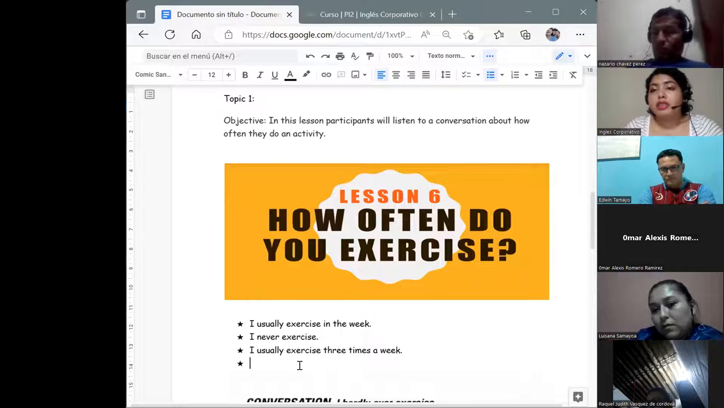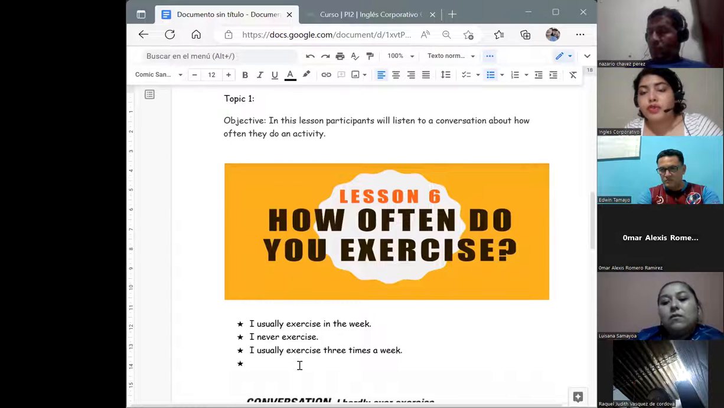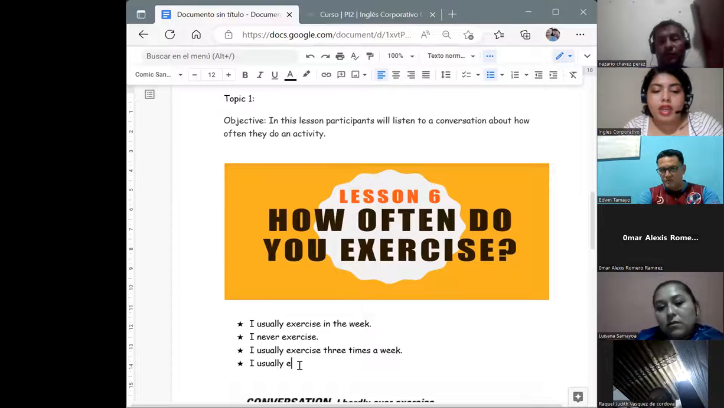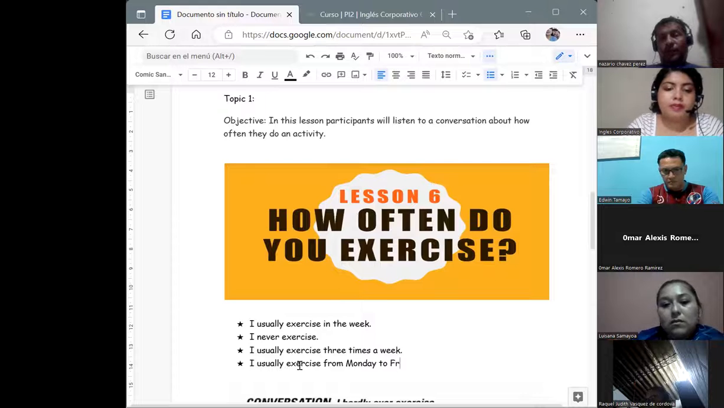In this one, it says, I usually do exercise 5 days a week. We can reduce that amount of words and we can use, I usually exercise from Monday to Friday. We can do it like this. I usually exercise from Monday to Friday.